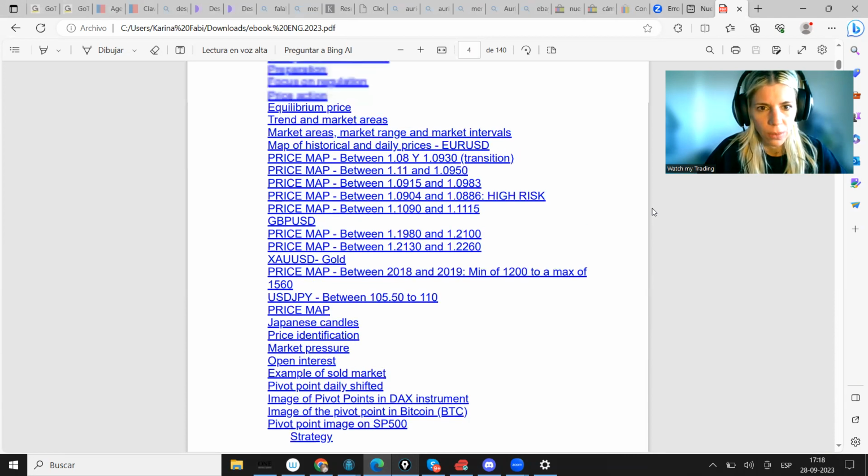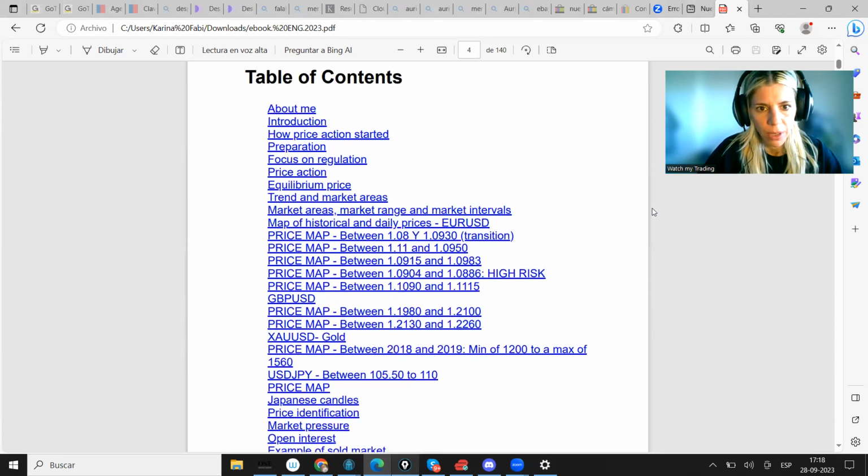Okay, so I'm just going to go towards that part of the book, and you can, of course, read about the price map, which is the first step to understand price action, how you set up the most important levels in the currency market or commodities.